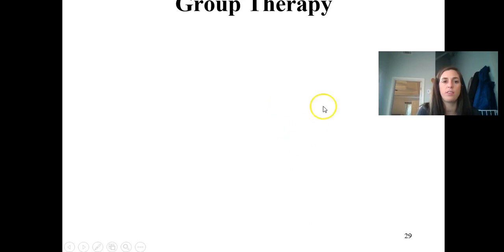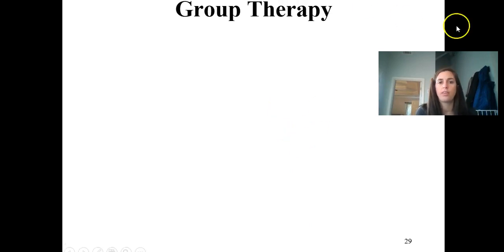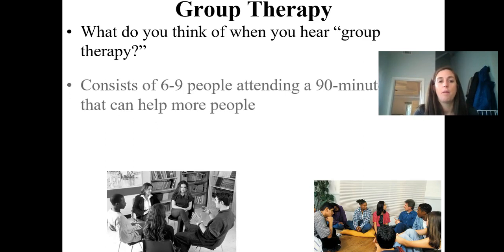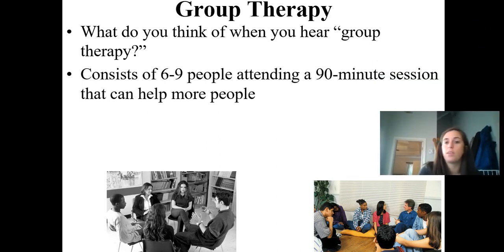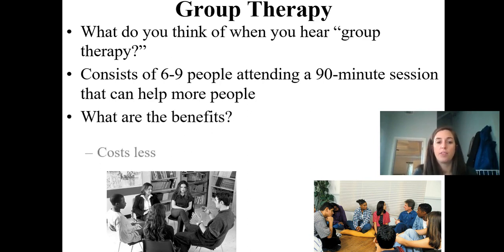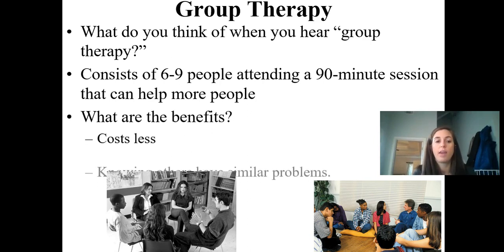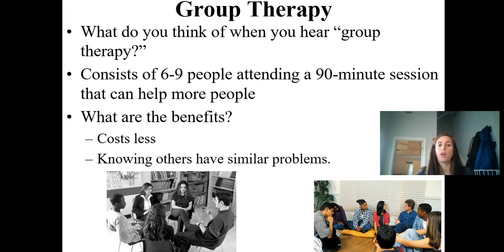Okay, and then this is just some other types of therapy here, but group therapy, I know you've heard of it. When you think of group therapy, what comes to mind? For me, it's, hi, Adam. Welcome to AA. But it's usually 6 to 9 people. There's a 90-minute session. And the benefits, first of all, it costs less, right? But a big part of it's knowing others have similar problems.